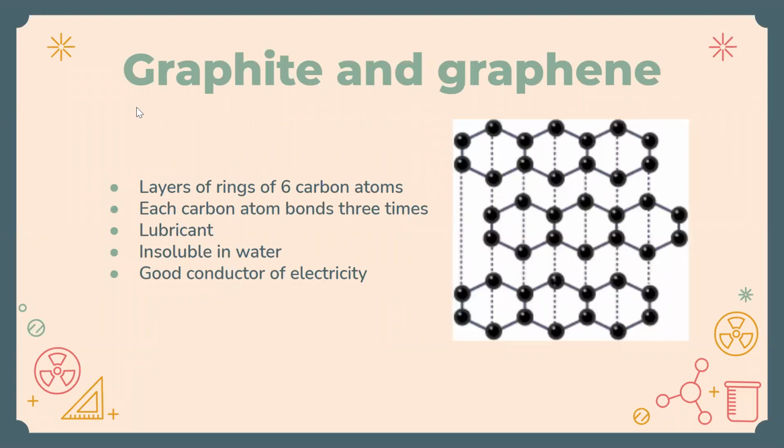Due to the forces being weak between the layers, they're able to slide over each other, making graphite a good lubricant in things like bike chain oil. Graphite is insoluble in water, which means it's good for electrolysis electrodes, and it's also very soft. A single layer of graphite is known as graphene.